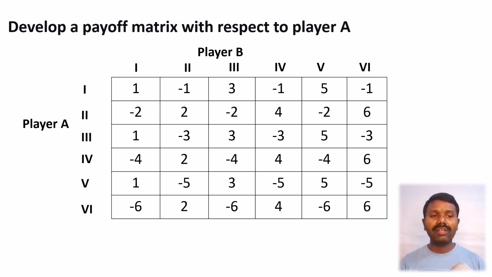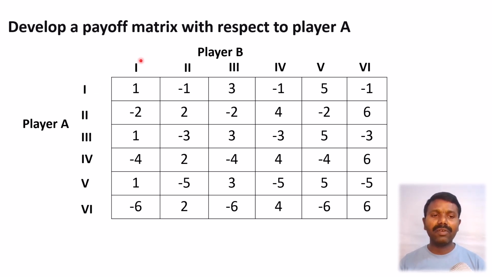So now let us say here this is player A and here is player B. Player A uses 6 strategies, 1 to 6, and player B will also use 6 strategies from 1 to 6. If you start from the first row, player A is playing only the one-numbered side of the die.